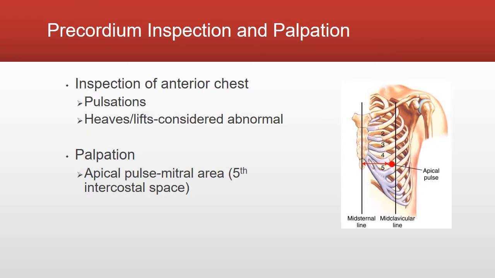The next step in assessing the cardiovascular system is inspecting and palpating the precordium. When you're inspecting the anterior chest, you're looking for pulsations or heaves or lifts. Heaves and lifts are considered abnormal. Palpation, you want to assess the apical pulse, which is in the mitral area or the 5th intercostal space.